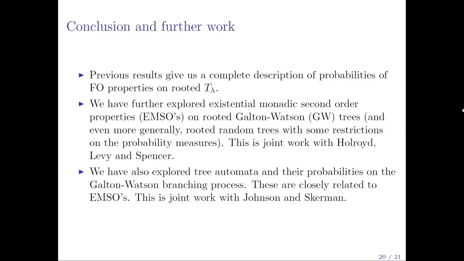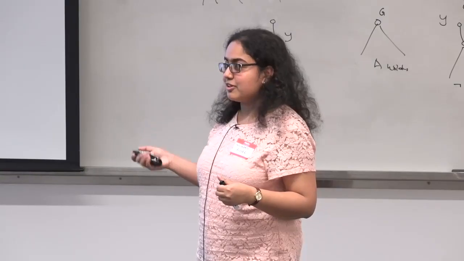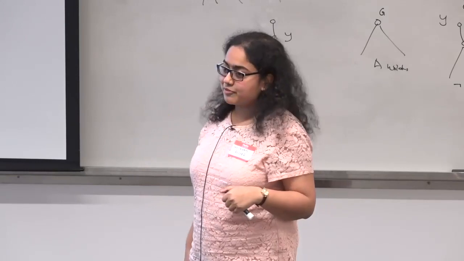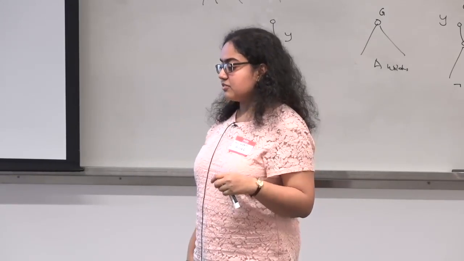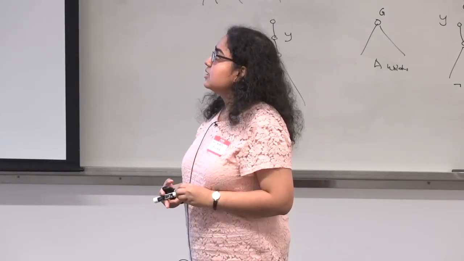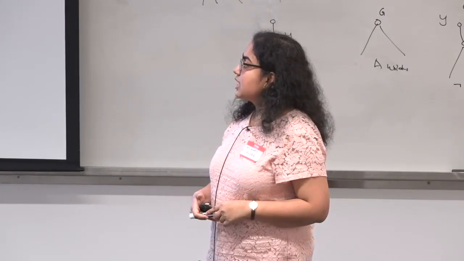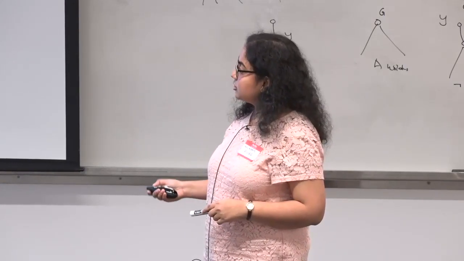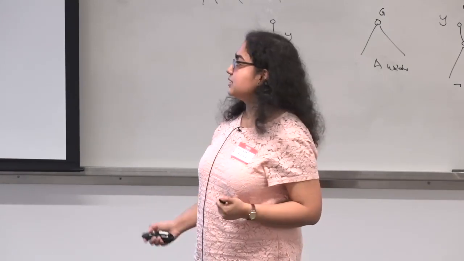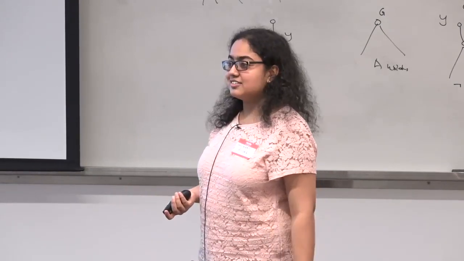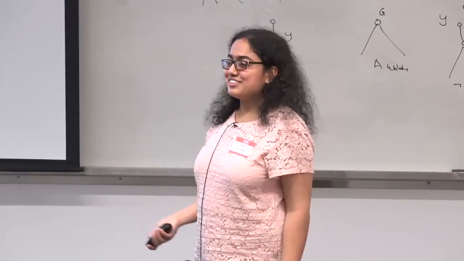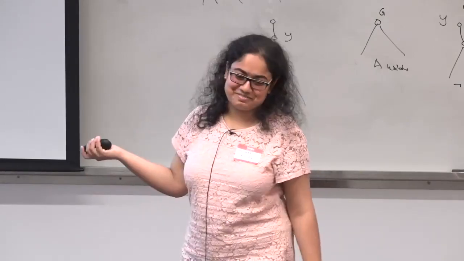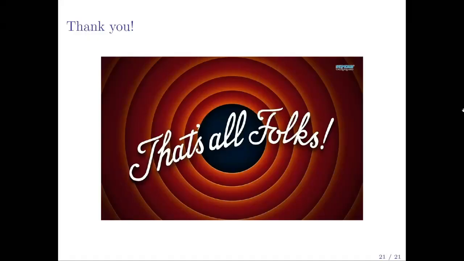Okay, so the conclusion, well, not the conclusion, I guess, but sort of the future work. They're no longer future because they're both submitted, and one of them got accepted, so yay. This one is the work with Ander, Avi, and Spencer, where I look at existential monadic second order properties of Galton-Watson trees, and I look at similar stuff with Tobias Johnson and Fiona Skerman. This one is submitted, and this one got accepted. There are also some ongoing works that I don't know whether we'll see the end of, so I didn't mention them. Thanks.